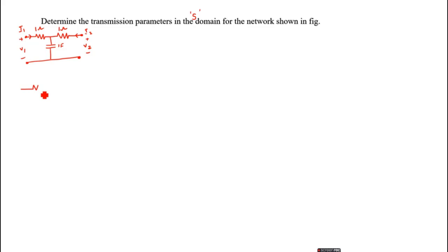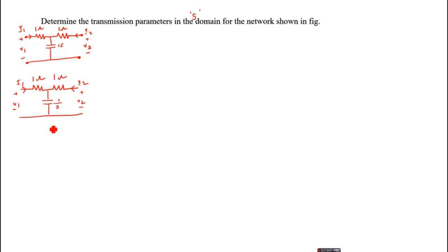Resistance will be having the same value. It will be 1 ohm. Then if you apply Laplace transform to the capacitor, 1 farad becomes 1 by S. It is V1, I1, V2, I2. This is the first step.